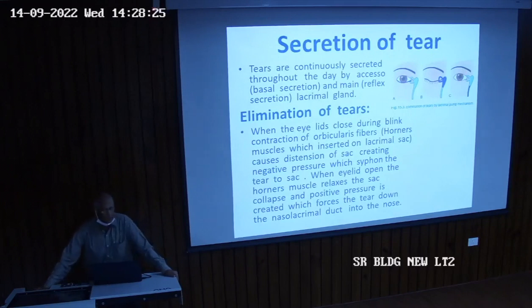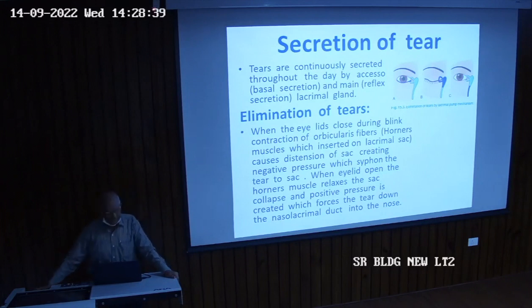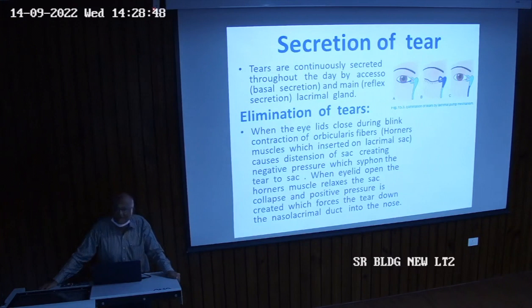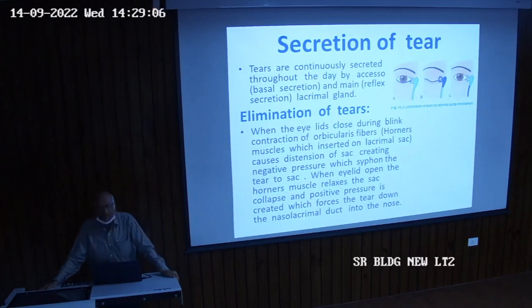Suppose we know that the tears are secreted and go inside to the mucous membrane of the nose. But we should know the mechanism, how it goes inside, how it is drained, and whether blinking is helpful or not. Tears are continuously secreted throughout the day, essentially by basal secretion and reflex secretion of the lacrimal gland, as I discussed earlier. Then there is elimination of the tear. From the lacrimal gland, the tear comes to the superior fornix and the lower fornix. It comes from the puncta to the canaliculi, the sac, and then is drained. But how does it go? Is there any mechanism?